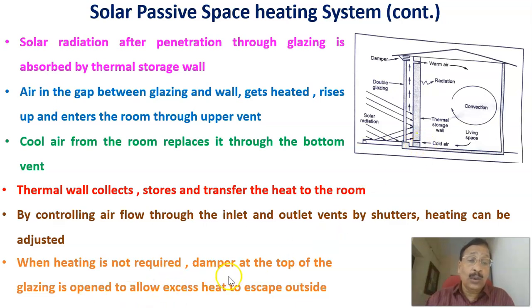When heating is not required, the damper at the top of the glazing is open to allow the excess heat to escape to the outside. If no heating is required, this is open and the hot air goes outside.